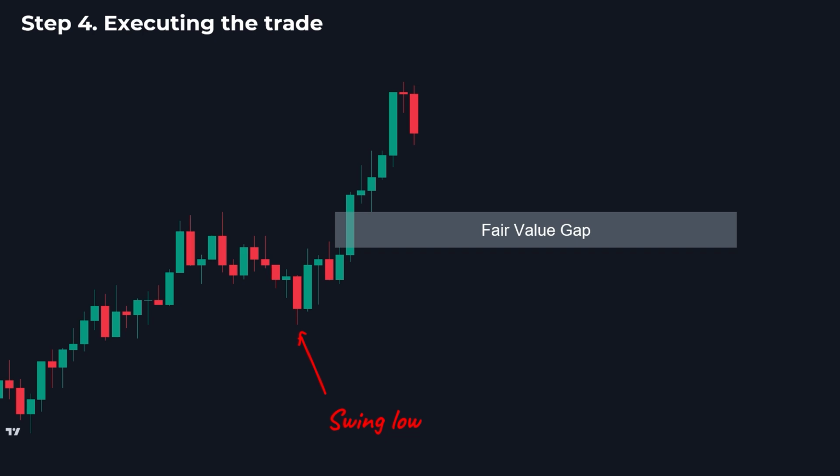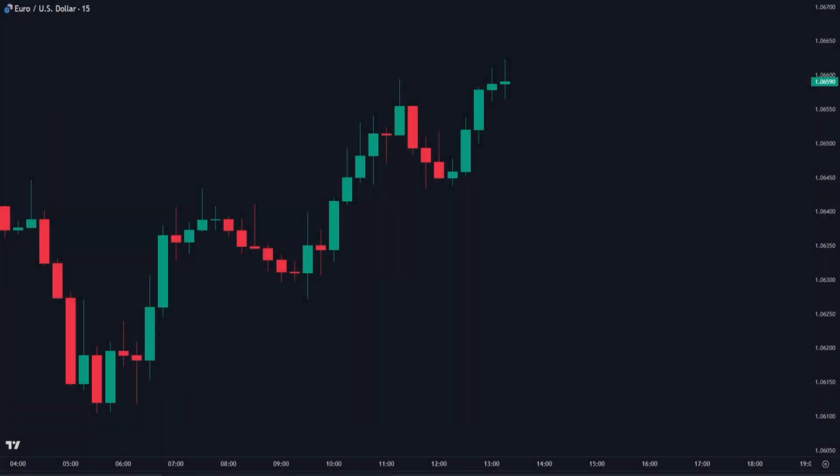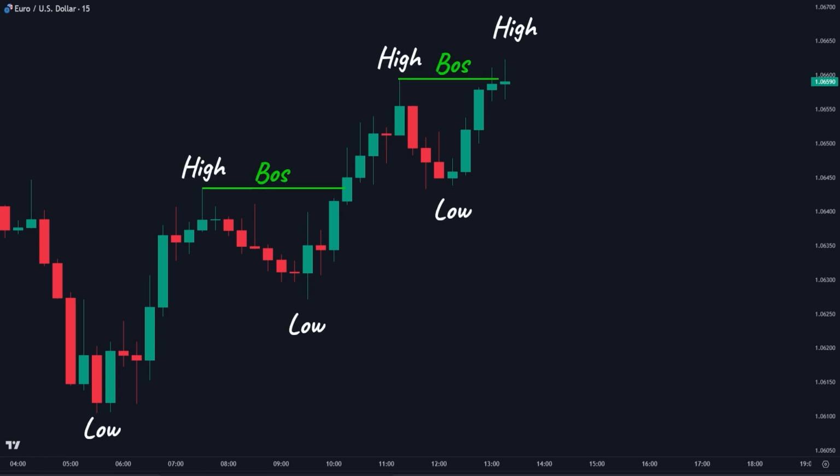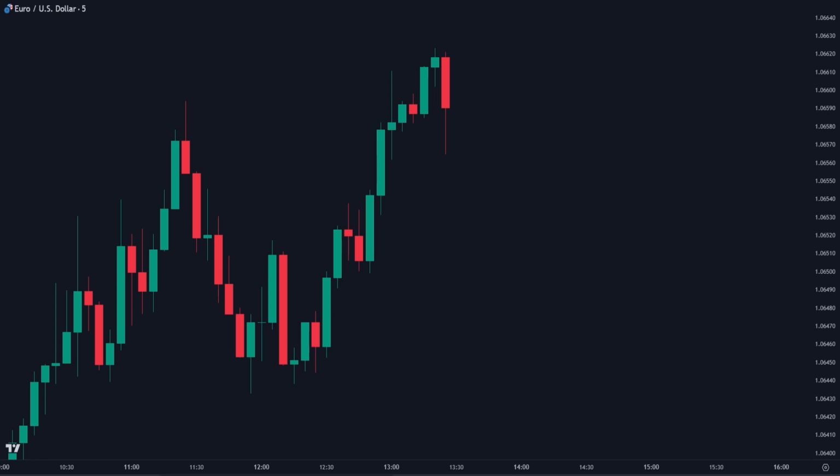Here on the Euro-Dollar 15-minute chart, we have an uptrend in motion. These are the latest breaks to the upside, indicating our higher time frame bias is bullish. Now let's zoom into the 5 minutes. On the 5-minute chart, we are also witnessing a bullish market, with the latest impulsive move starting somewhere around here and extending all the way up to here.